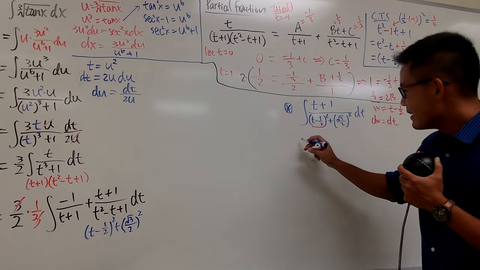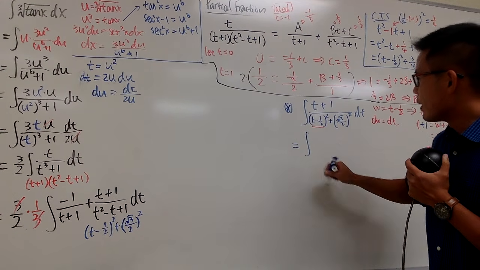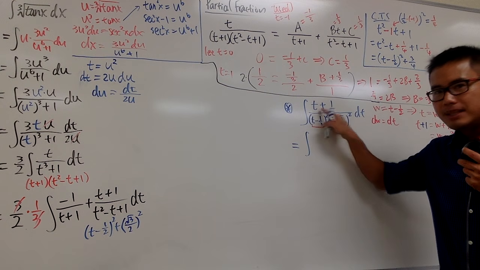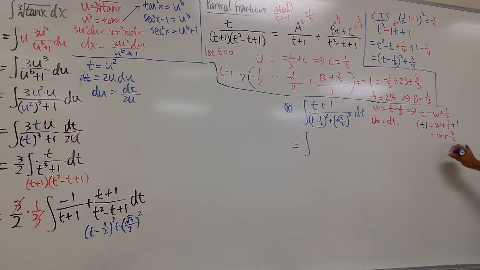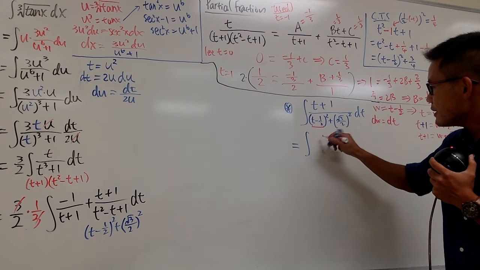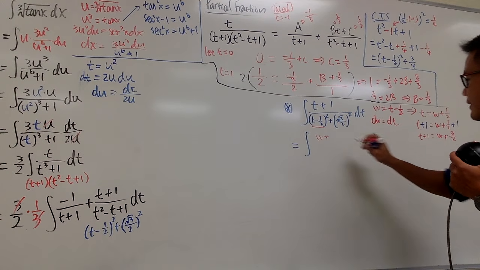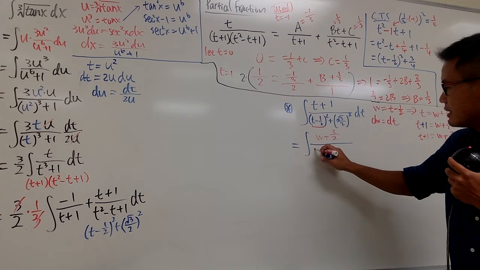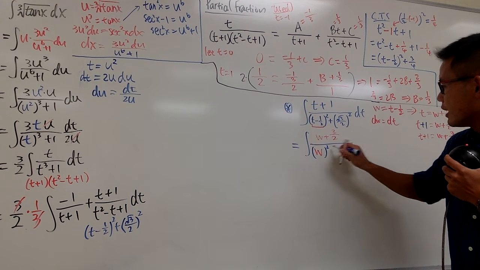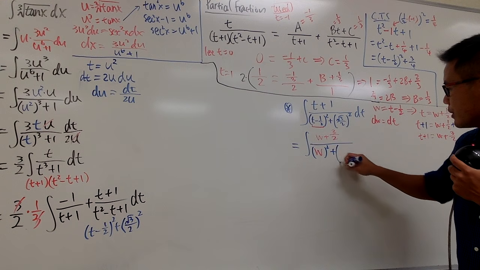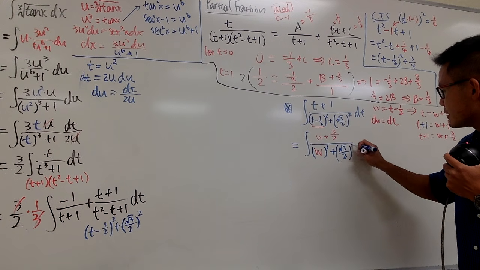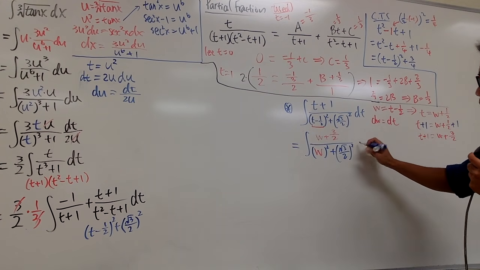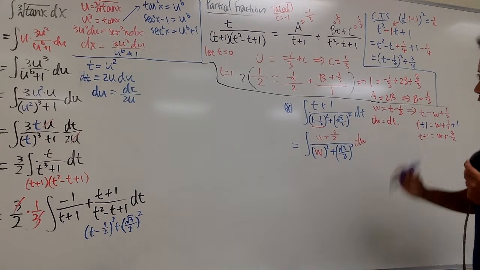Okay, so now this right here is going to be the integral. On the top, t plus 1 is the same as w plus 3/2. This was t plus 1, so let me put down w plus 3/2 on the top like this. And then on the bottom we have w squared, and let me just keep this how it is: parentheses square root of 3 over 2 squared. And then dt is the same as dw, so that's awesome, right? So now that's what we have.